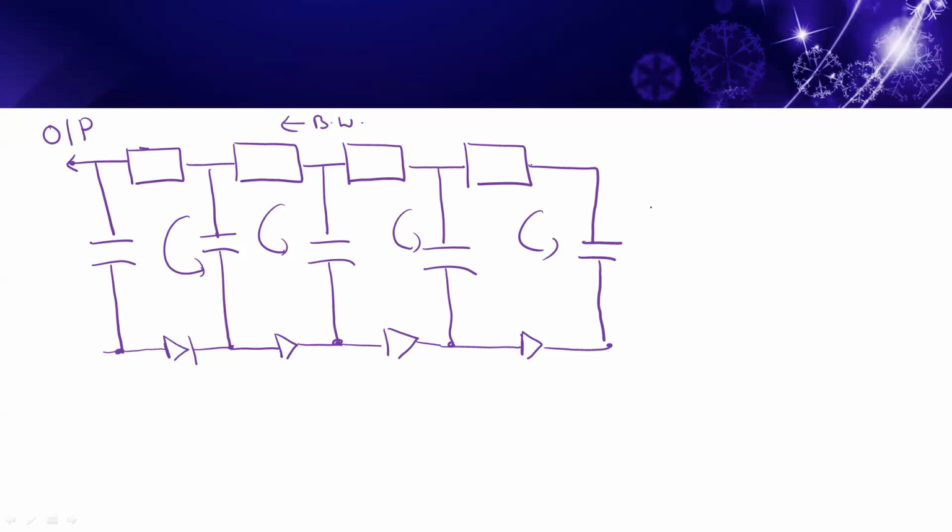Each regenerative loop functions as an amplifier or oscillator. For example, here loop number 1, loop number 2, loop number 3, loop number 4, likewise. Each regenerative loop acts as an amplifier or oscillator. It is designed such that the phase shift around each loop carries 2 pi radians.